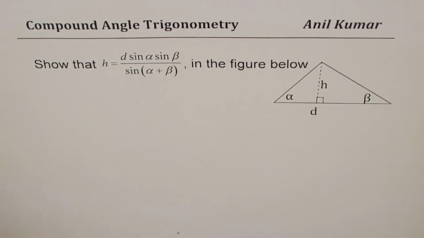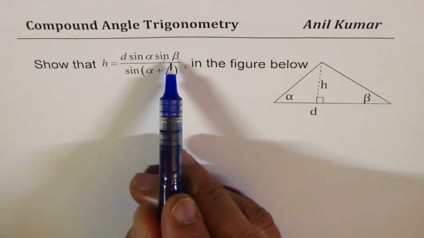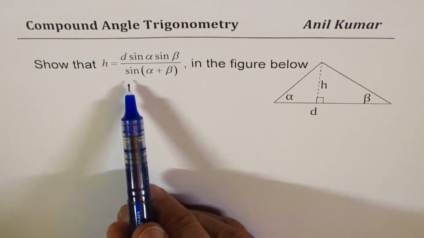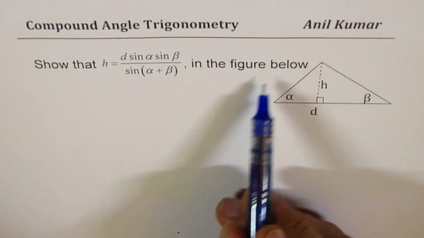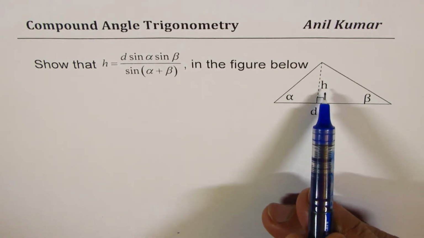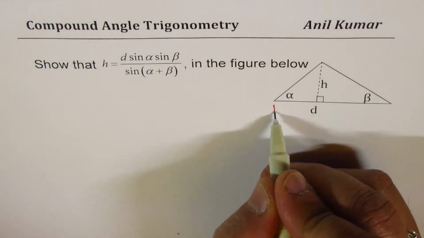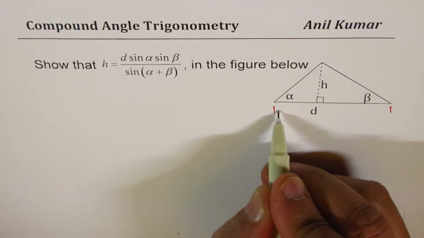The question is, show that h equals d times sine alpha sine beta divided by sine (alpha plus beta) in the figure below. So that's the triangle given to you: height h, alpha and beta are the two angles at the base, and d is the length of the base itself.